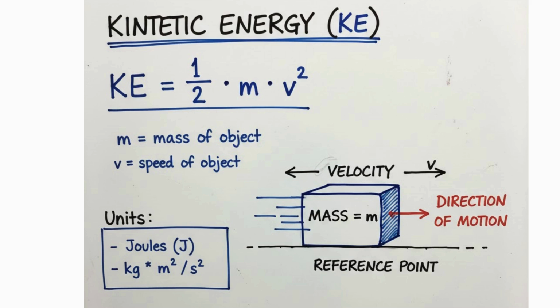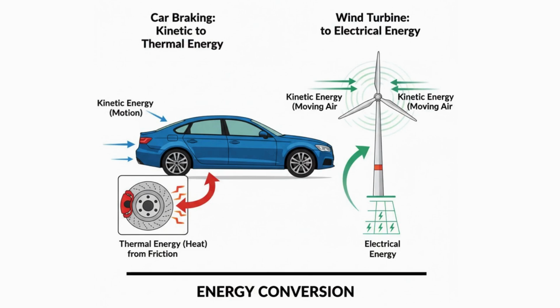This terminology can be further understood with this example: kinetic energy is constantly being converted to and from another form of energy. In this picture, a moving car has kinetic energy due to its motion. When the brakes are applied, this kinetic energy is converted into thermal energy, which is heat energy, due to the friction of the tires.